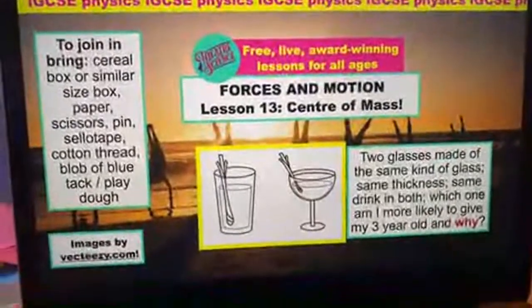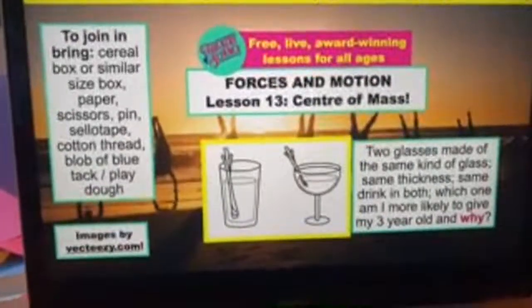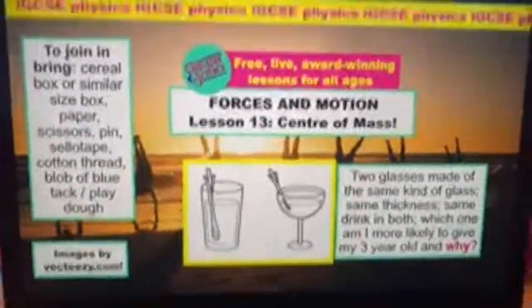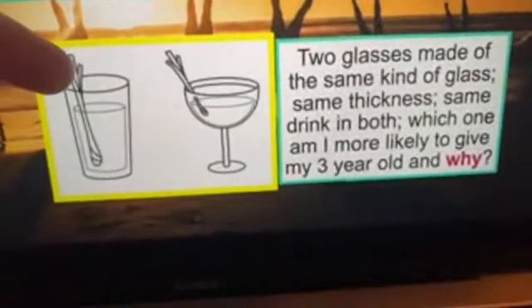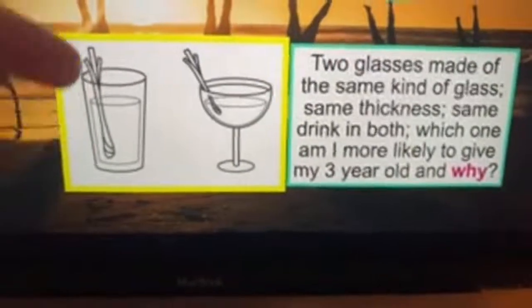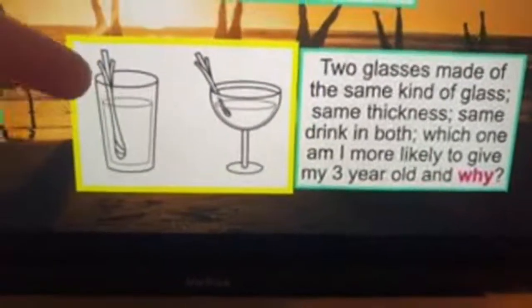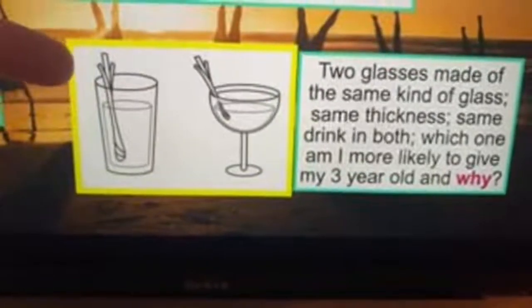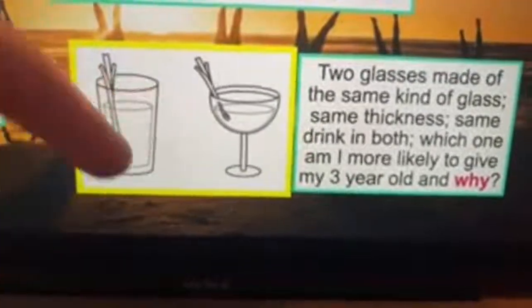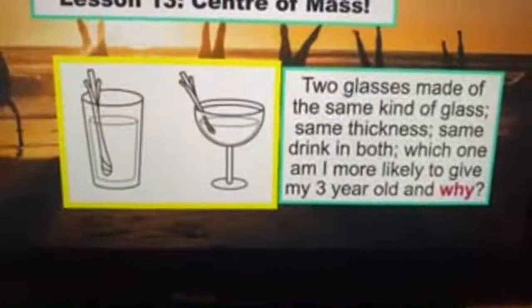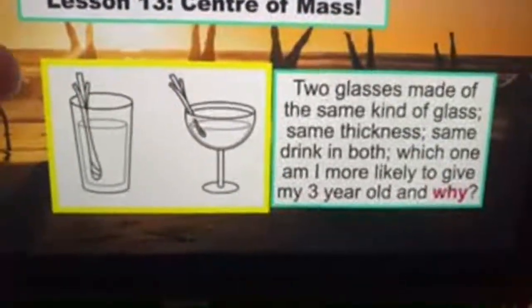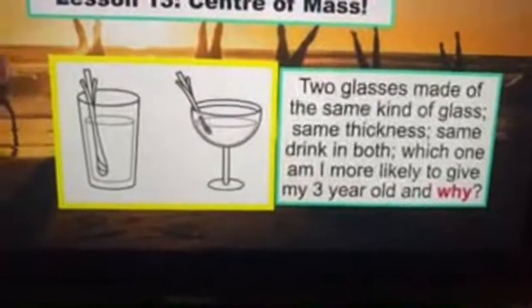real life. So I've asked you a question here, which I'll put you back to. Two glasses made of the same kind of glass, the same thickness, it's the same drink in both. Which one of these glasses am I more likely to give my 3-year-old, and why? So one glass is, right, it's just a glass, isn't it? It's a normal glass. It's just a glass shape. I'm sorry, you'll just have to take my word for it. And the other glass is more kind of cocktail glass, so on a long stem with most of the glass at the top. One of those I would definitely prefer to give my 3-year-old, wouldn't I? But why? That's the tricky bit.